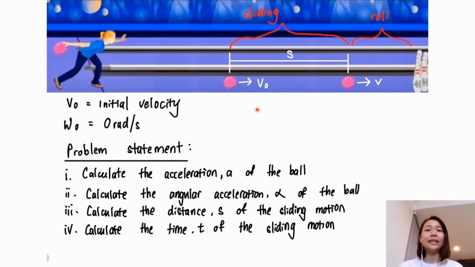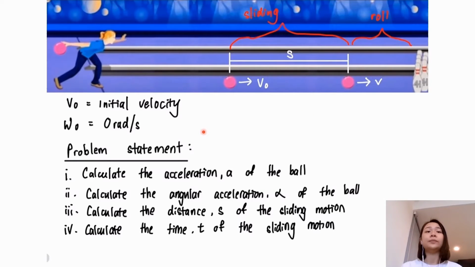Hi everyone, my name is Choong Hui with metric number U2003895. I'm going to proceed with LO1, which is to determine the problem of the related motion. We have our bowler here, and she's going to throw the bowling ball with an initial velocity. We are going to assume that the ball doesn't have any angular velocity, so here is the sliding motion of the ball, while here is the rolling motion of the ball.